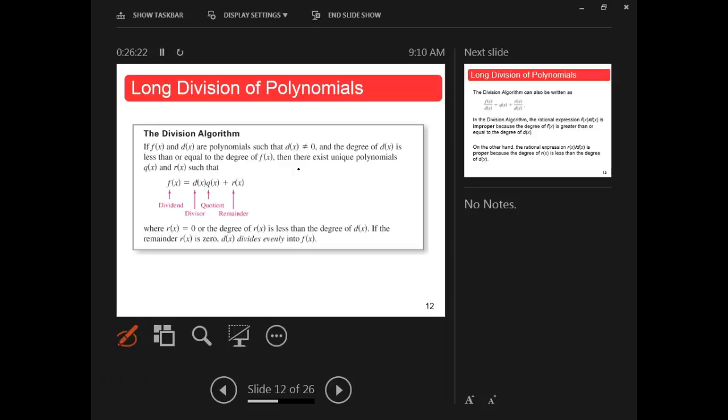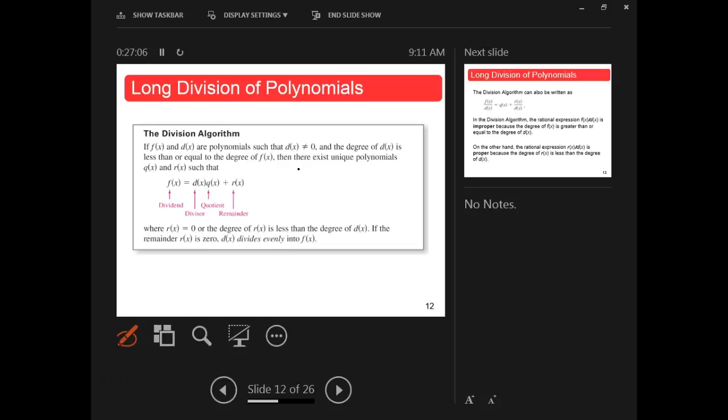If f of x and d of x are both polynomials, however, d of x cannot be 0. Any guess of why it can't be 0? You can't divide by 0. So never try to divide by 0. And here's the other requirement. The degree of d of x has to be less than, and it says or equal to, the degree of f of x. If they are of the same degree, you can still divide. If d of x is less than f, you certainly can divide. But if f of x is less than d of x, you already have it in fractional form. You can't get it any simpler.